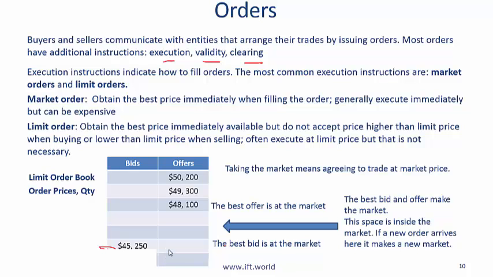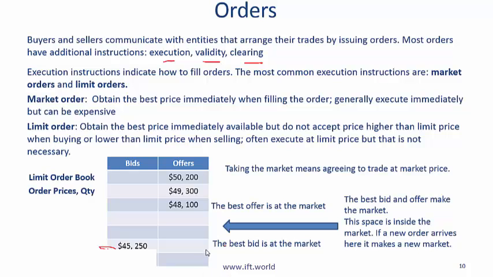So what is the market right now? The market is bid 45 and offer 48. Now, if another dealer comes in and puts in an offer that is at 47, then what do we say he's doing? He's creating a new market. Or if another dealer comes in and puts in a bid at 45.50, he's also creating a new market. Now, I've mentioned that 48 and 45 are the market. So anybody who goes and trades at 48 or 45 with an existing order out there is taking the market.